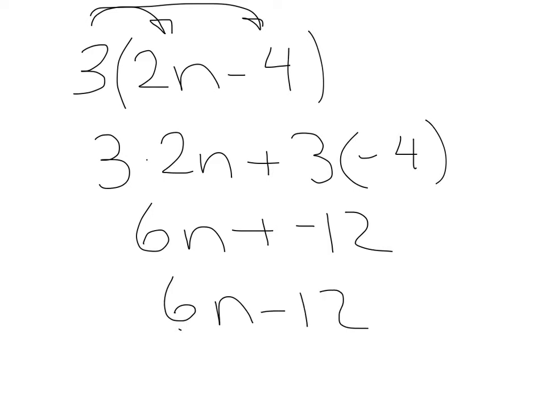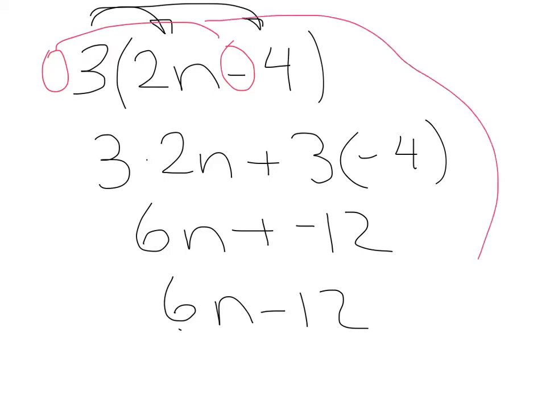So distributing and keeping track of your signs, you can simply count the signs that are over here. There's no sign over here, and the sign that's here, and that will tell you that you should ultimately wind up with a negative sign there.